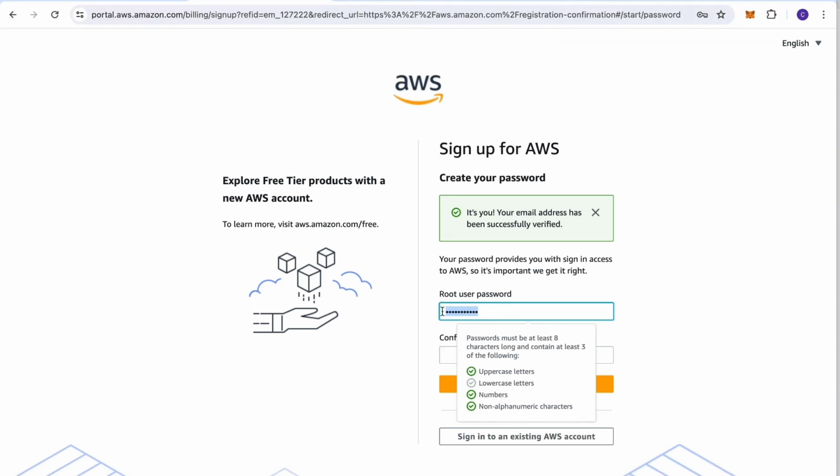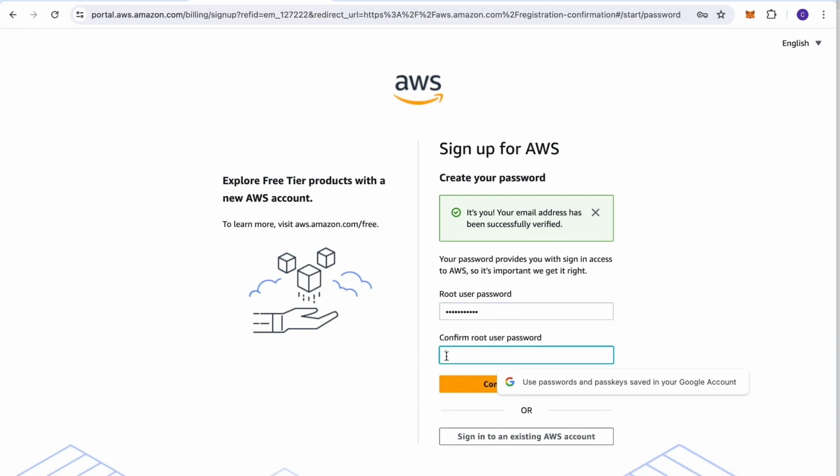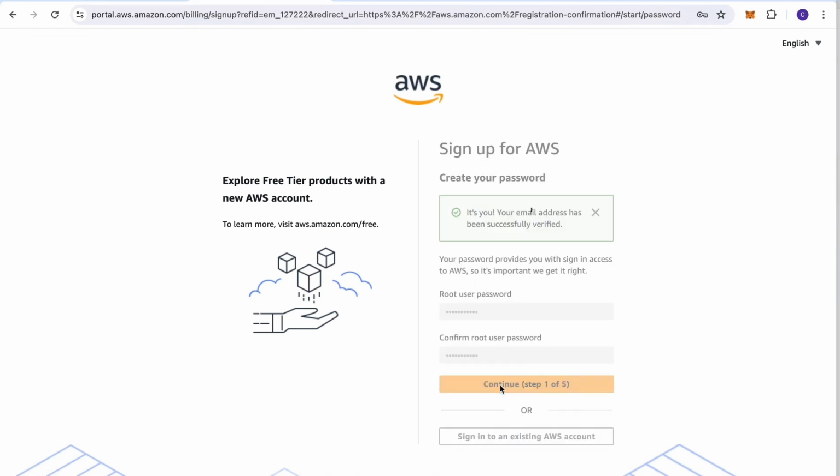Okay, it's saying that there's no lowercase. Okay, so continue.